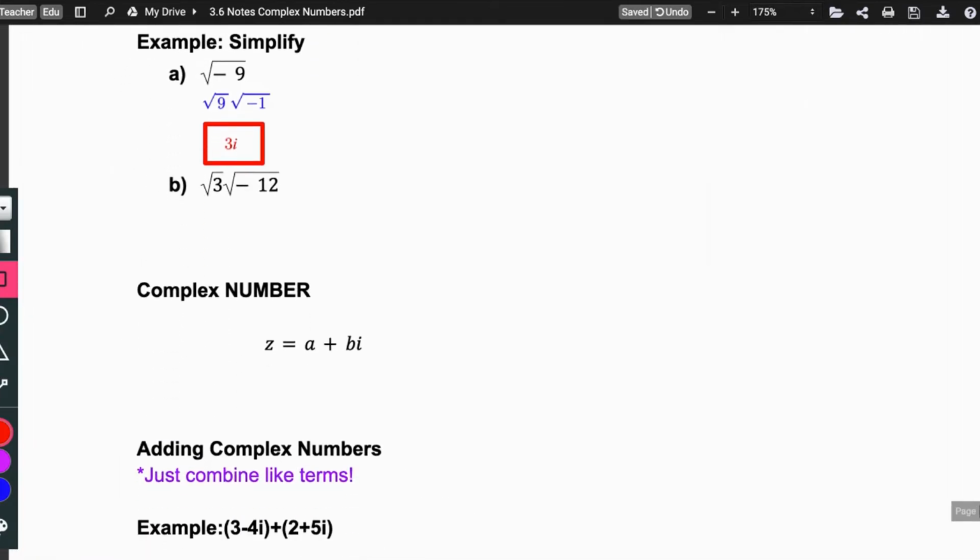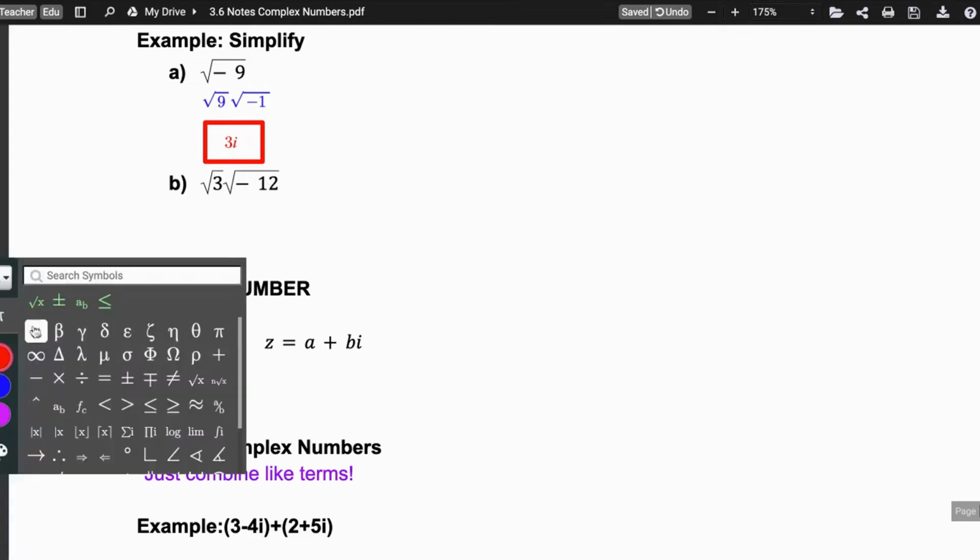Zoom in so we can actually see it. So now I have the square root of 3 times the square root of -12. Looking at this, the square root of -12 reduces, but the square root of 3 by itself isn't actually anything. So what I'm going to do is multiply these together. And when I multiply them together, 3 times -12 is -36. So I get the square root of -36.